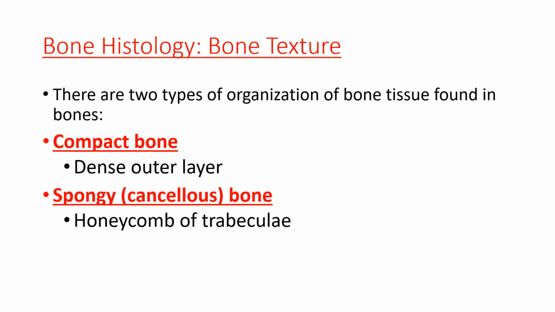Bone tissue is found organized into two types of organization: compact bone and spongy bone. Compact bone is dense and strong. Spongy bone has a honeycomb or spongy appearance. Plates of matrix called trabeculae are going to be found at random directions within the spongy bone. The directions actually follow stress lines.